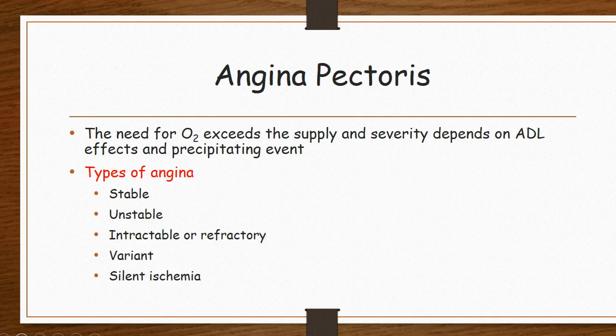So basically, angina pectoris is pretty much the same thing. It's the need for oxygen that exceeds the supply, and the severity is going to depend on the effect of ADLs on your oxygen level and the precipitating event. There's different types of angina: stable, unstable, and intractable, variant, and then there's silent, which is pretty self-explanatory. Intractable means like the pain doesn't stop.